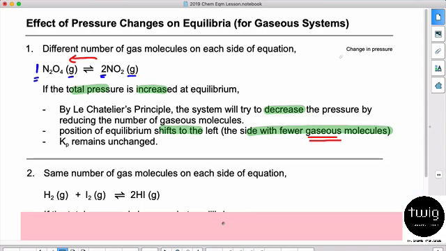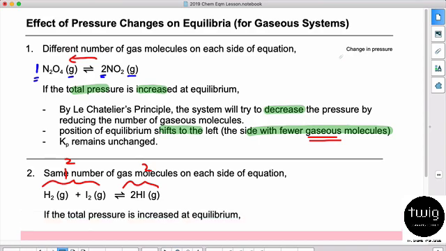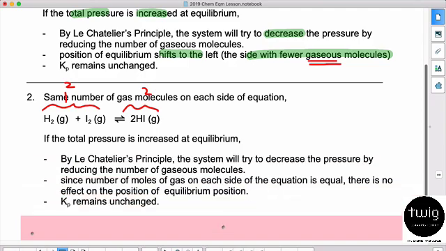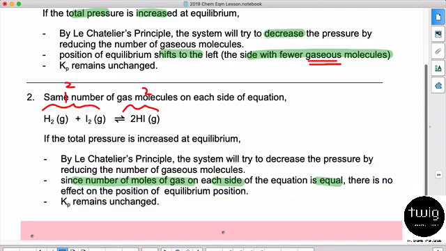Okay, what about this one here? If they're the same number of moles of gas, this one 2 moles of gas, this also 2 moles of gas, and I increase the pressure, where would it shift? If the number of moles of gas on both sides are the same, they won't shift. So if they ask what happens if total pressure increases, please mention that since the number of moles of gas on each side are equal, there will be no shift in equilibrium. Okay, let's try the question.